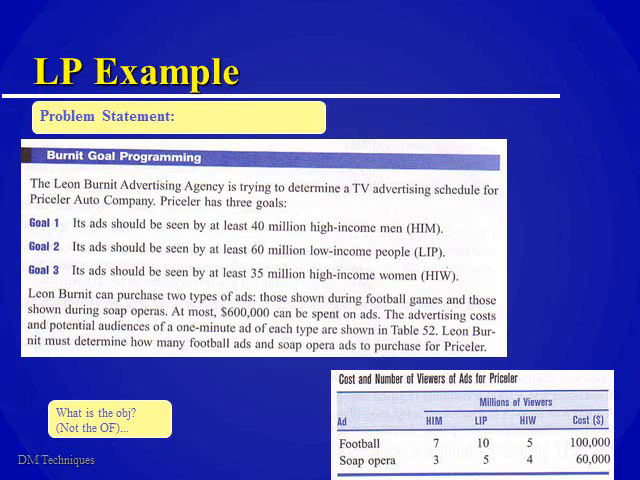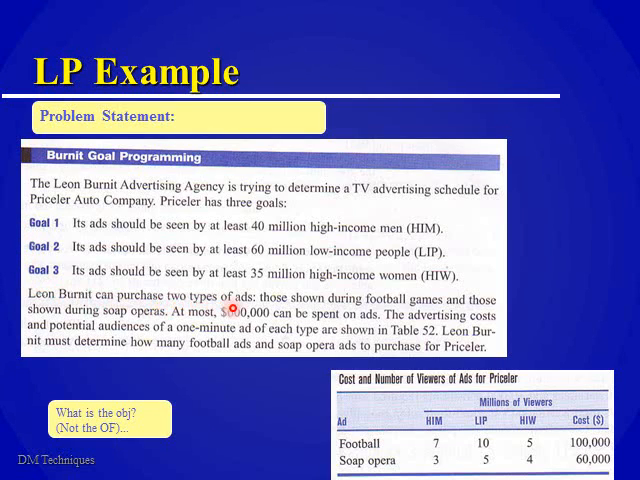Leon Burnett can purchase 2 types of ads, those that are shown during football games and those that can be seen only during soap operas. At most, there are $600,000 that can be spent on ads. Notice that this can be looked at as what's called a hard requirement. You don't have more than $600,000. These here are specified as goals, and this plays a big role when we're dealing with the goal programming formulation. However, in linear programming, this will be set as hard constraints as well.